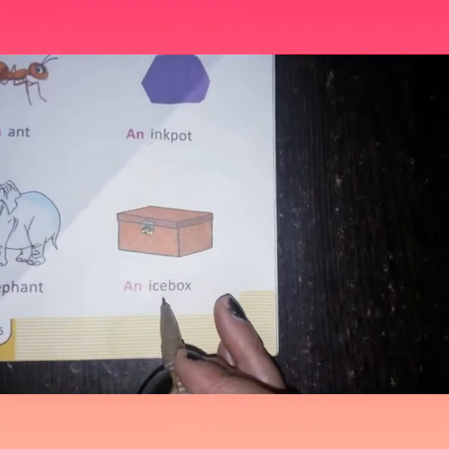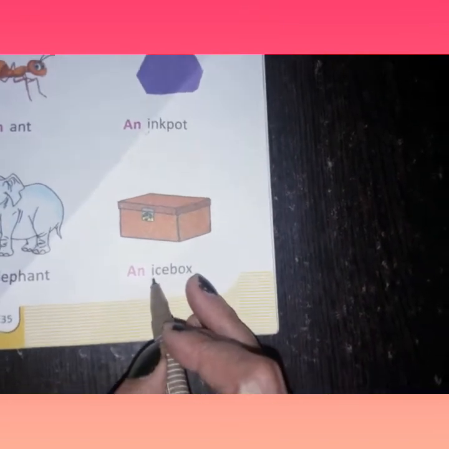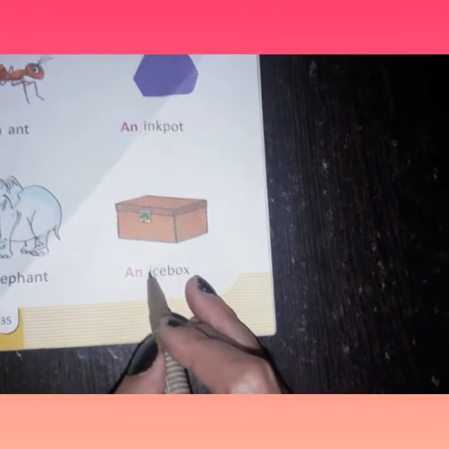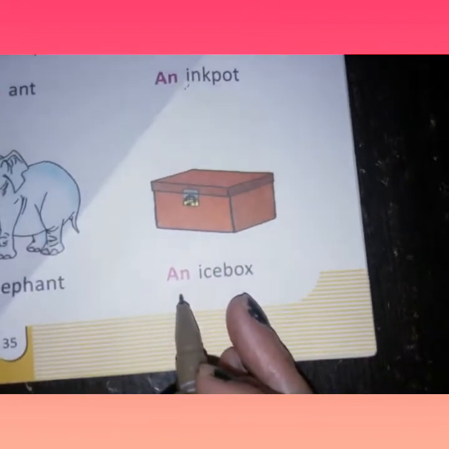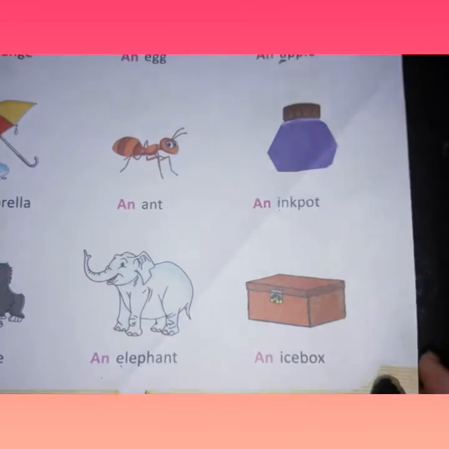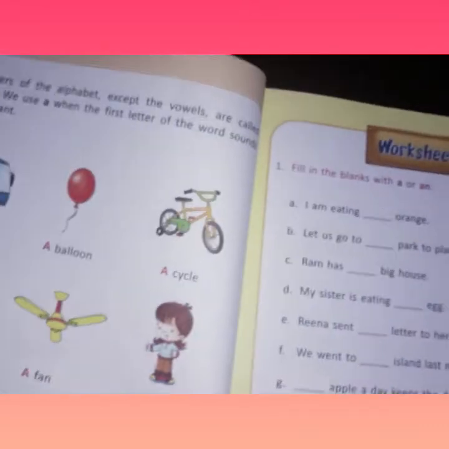And this is an ice box. Ice box also starts with an I sound. So I is a vowel. So what is written here? Here is written an. You can see that. Okay. So we have read this page. Now turn to the next page.